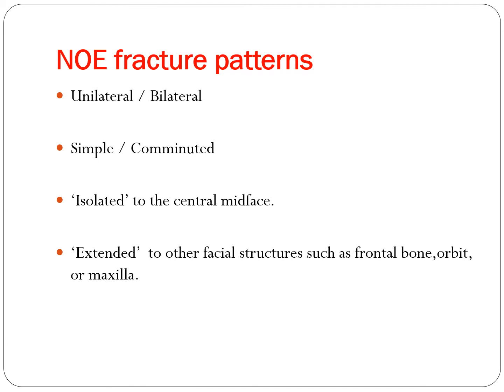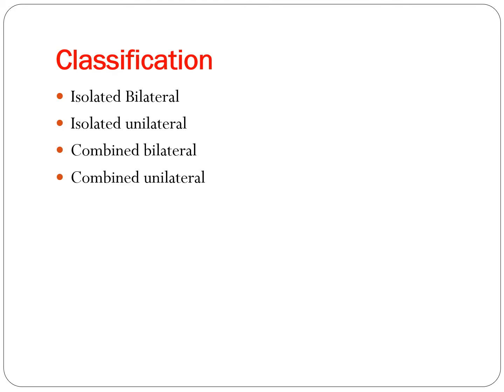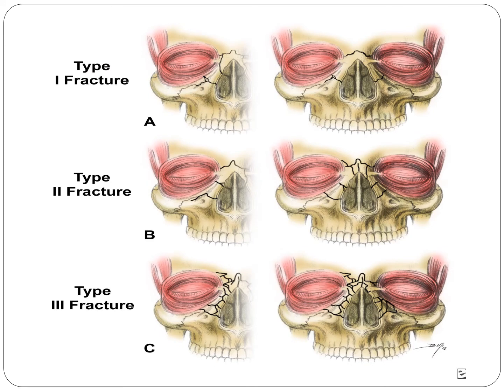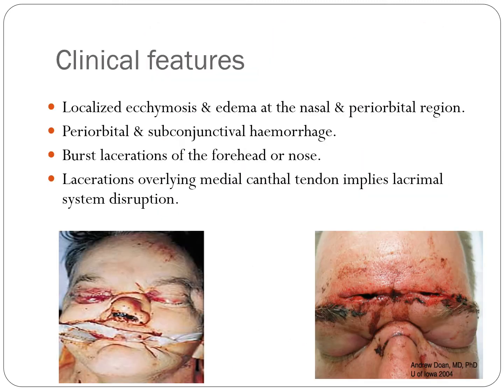The fracture pattern is unilateral, bilateral, simple, comminuted, or isolated to the central midface, adjacent to other facial structures such as the frontal bone, orbit and the maxilla. Mostly the NOE fractures are associated with the frontal bone, orbital and the maxillary bones. So it is isolated unilateral or bilateral. I already told you there will be type 1, type 2, type 3 fractures. There are a lot of classifications.